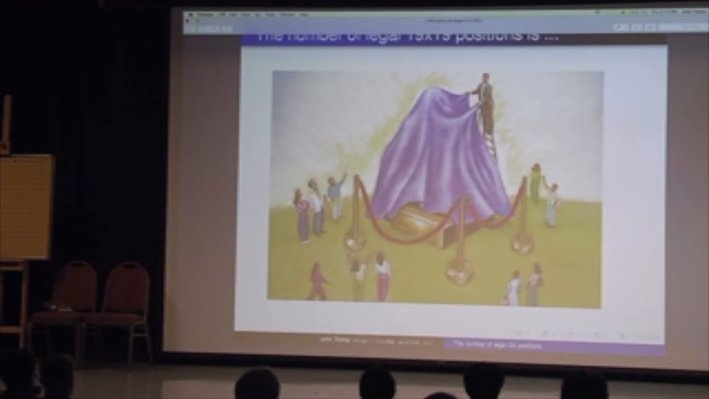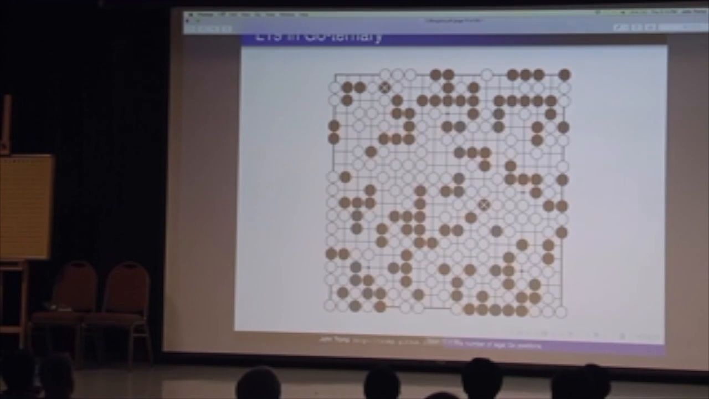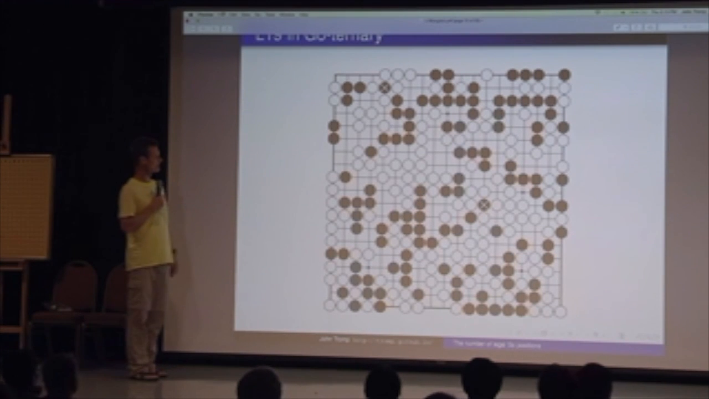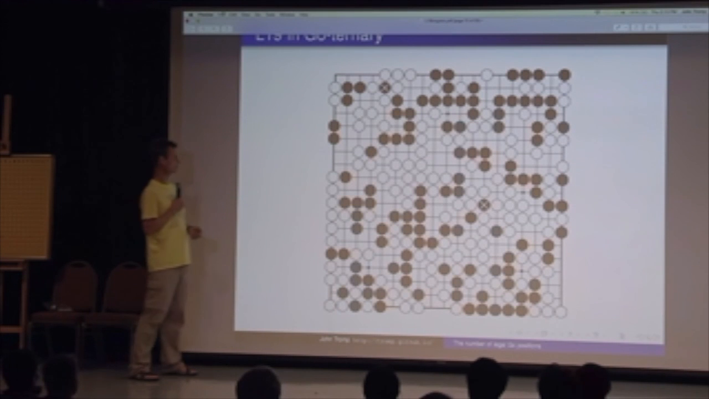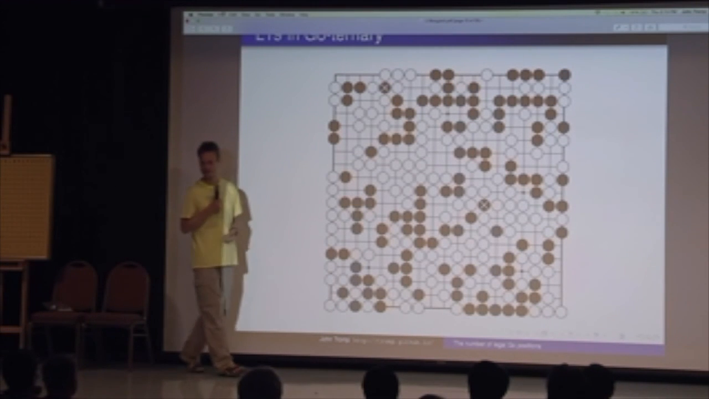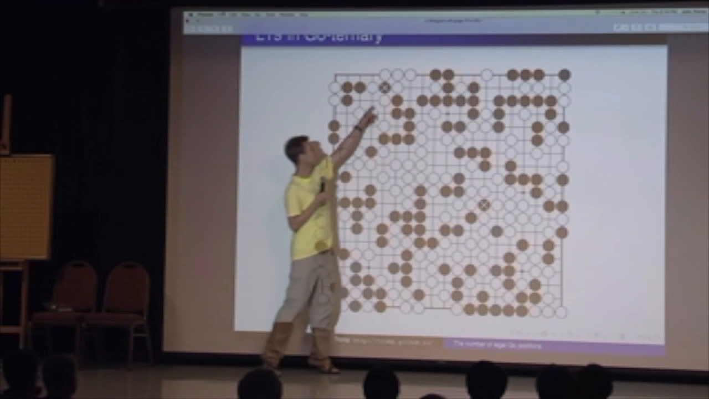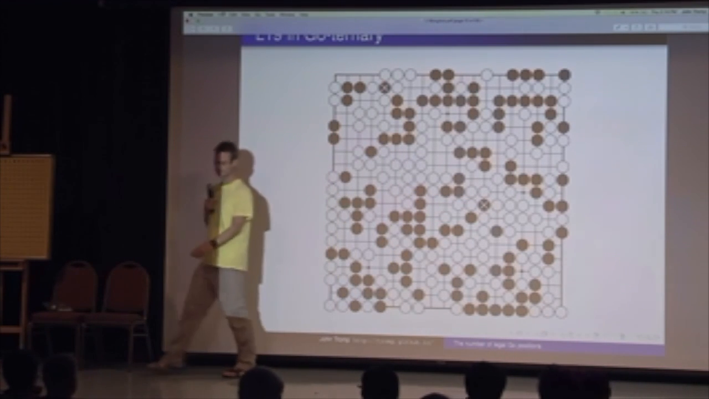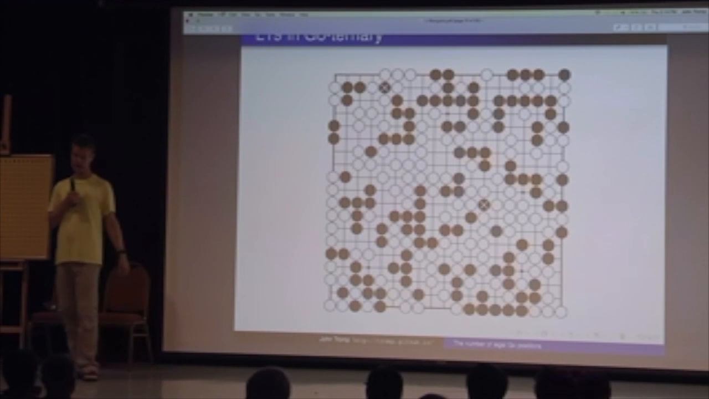Okay, now this is what you all came here for. The number of legal 19 by 19 positions is, ta-da, in Go ternary notation. So this position is the number of legal positions, and unfortunately it is not legal. There's a stone here and a stone here without liberties. Of course, it was not that likely to begin with.